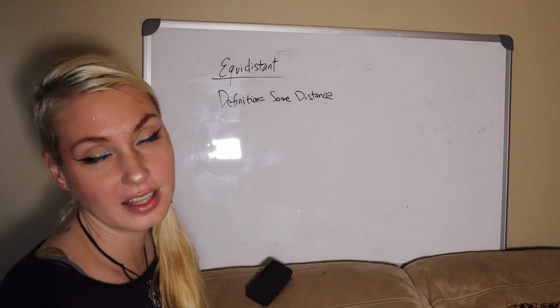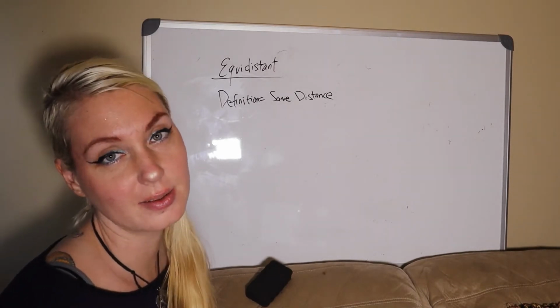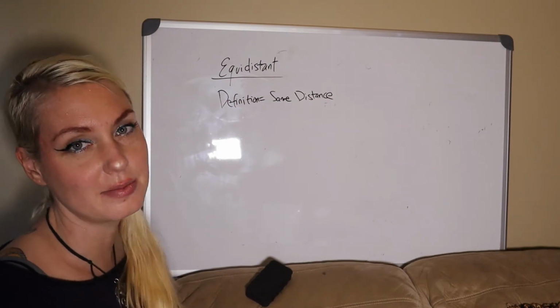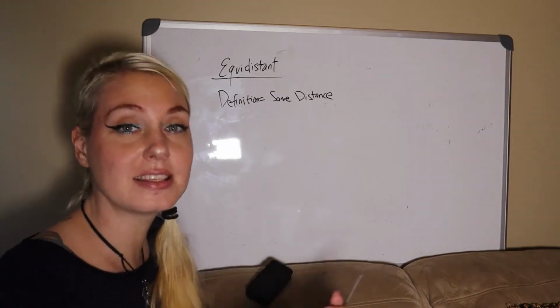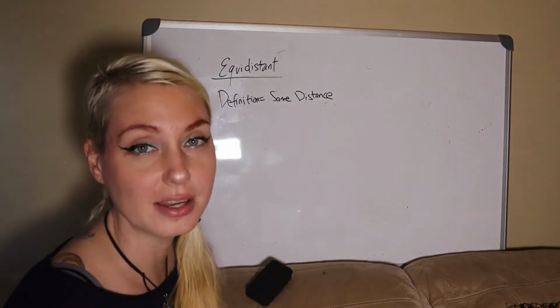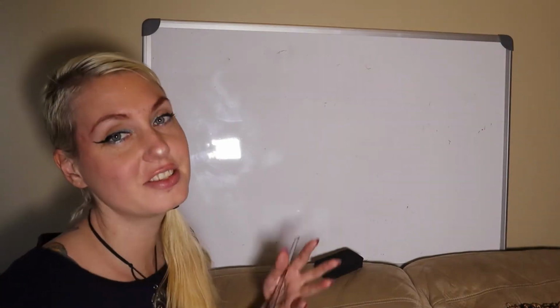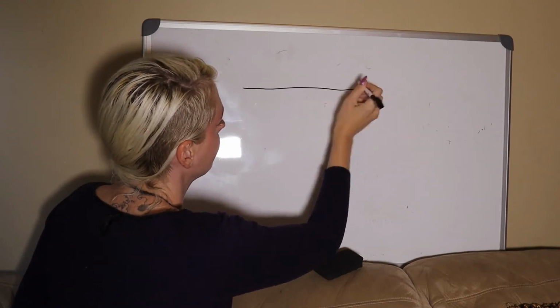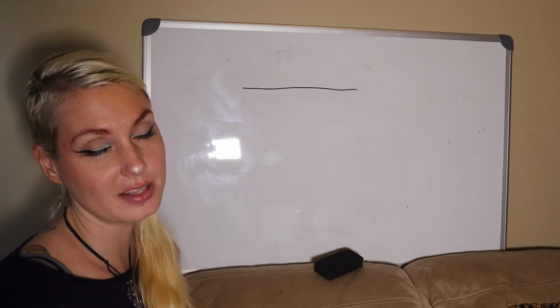So equidistant literally means the same distance. So let me be clear that when I say every point has to be the same distance, every point has to be the same distance as every other point. So to better visualize this, let's draw a horizontal line. So we need three equidistant points on the line.